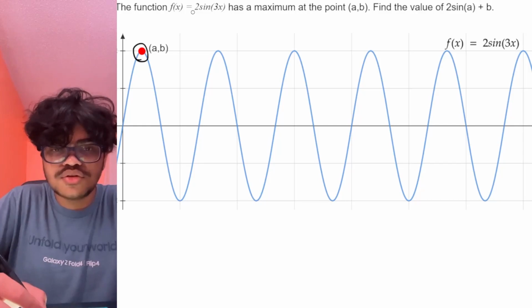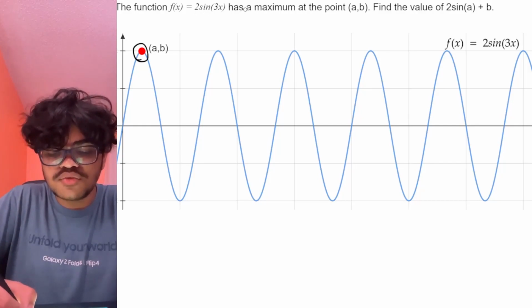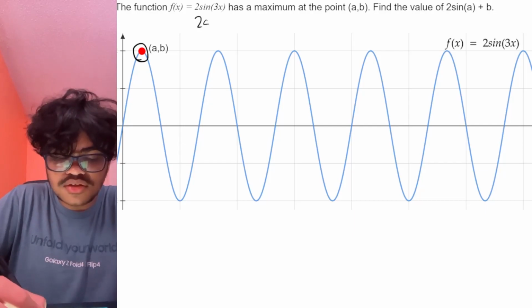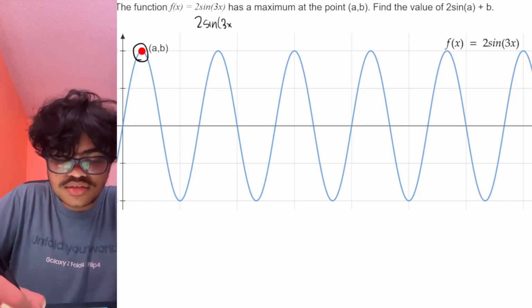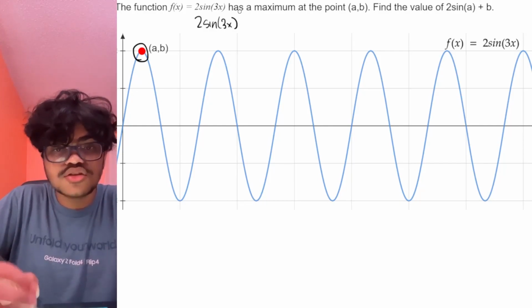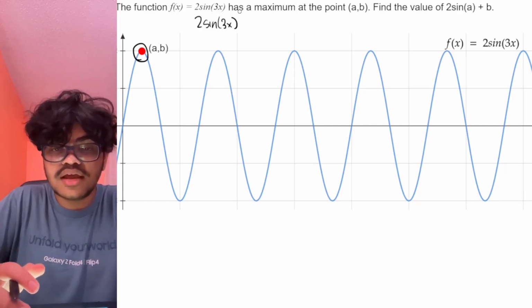We have to find the amplitude of the equation and then add it to whatever vertical translation we have. But in this specific function, we don't have a vertical translation. If we did have a vertical translation, it would look like 2 sine of 3x and then plus some number or minus some number like 3 or 4. But in this case, we don't have any. So we can just find the amplitude, take that, and we have our maximum.